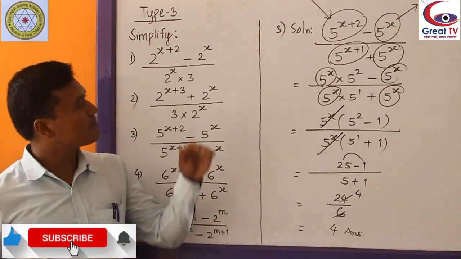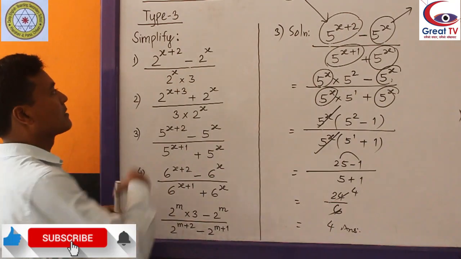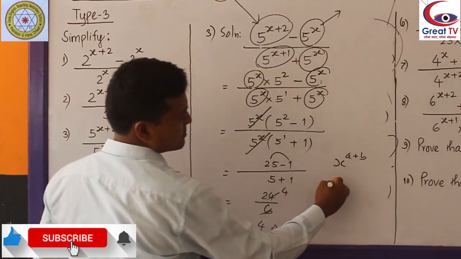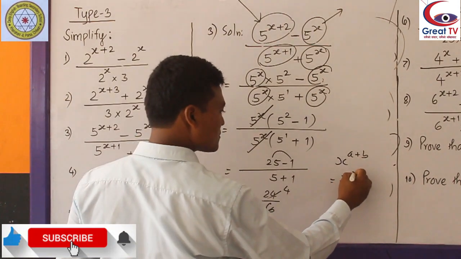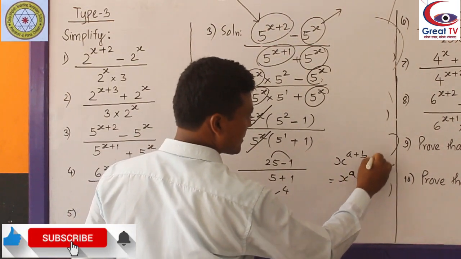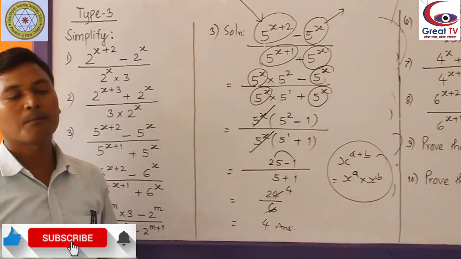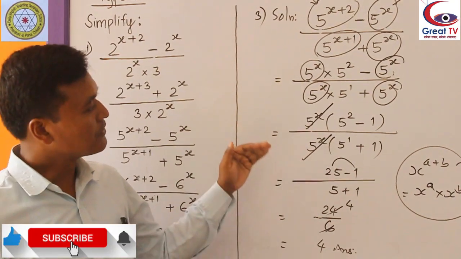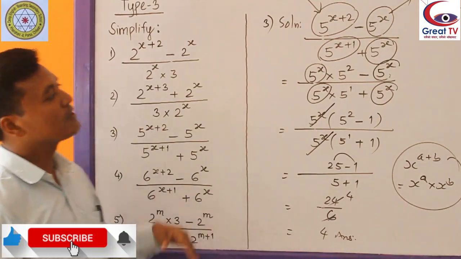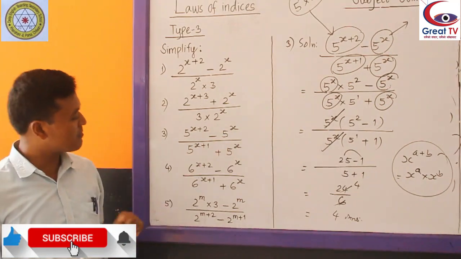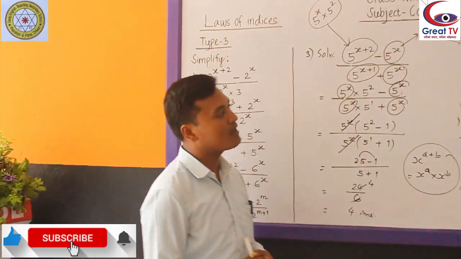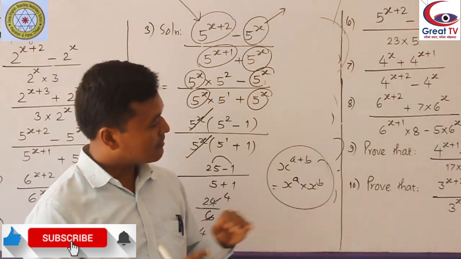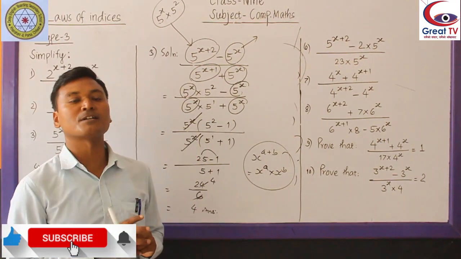So, my dear students, while solving this type of problem, first you must know how to break this. You should know this concept: x to the power a plus b can be x to the power a times x to the power b. If you know this concept, and if you know a little about factorization, you can solve this type of problem easily. You can see that questions 3, 4, 5, 6, 7 are similar, up to 8 are similar. But in 9 and 10, the question is a little different, but it's very, very easy.